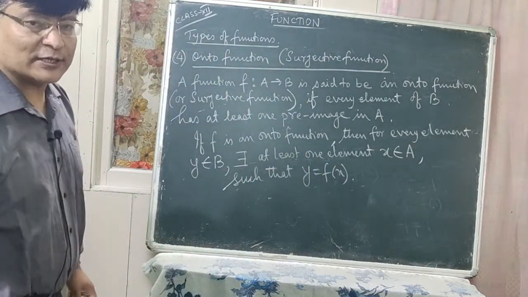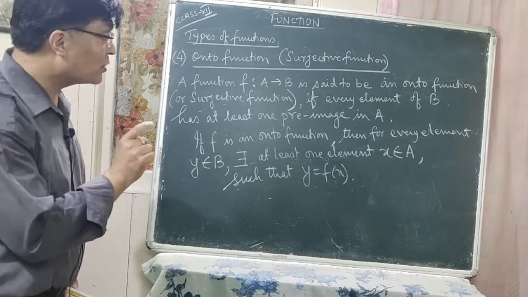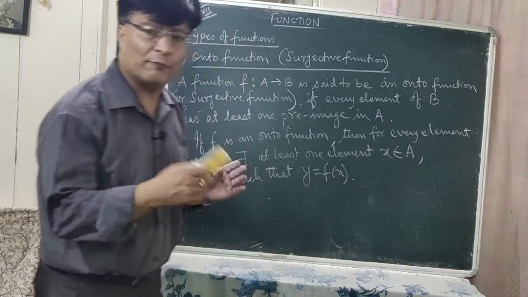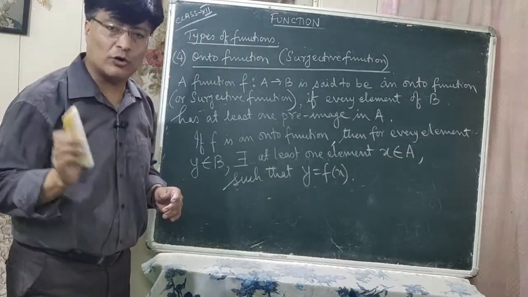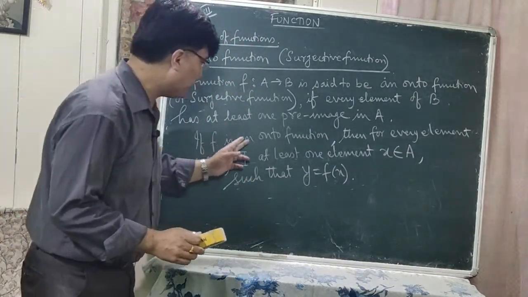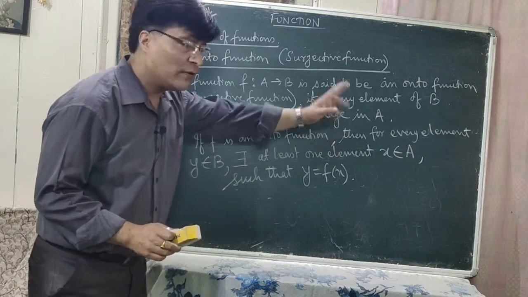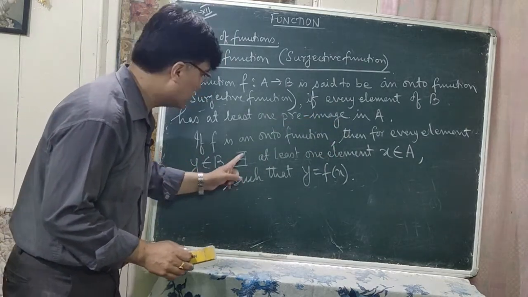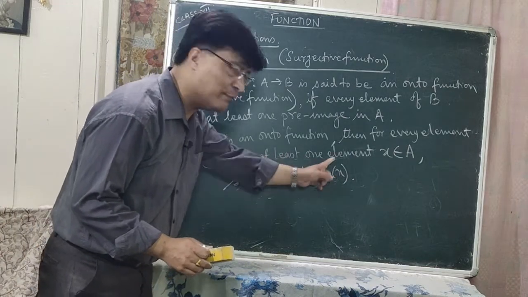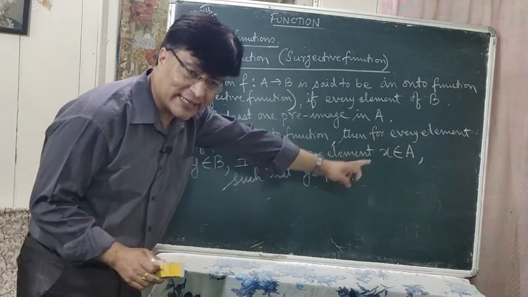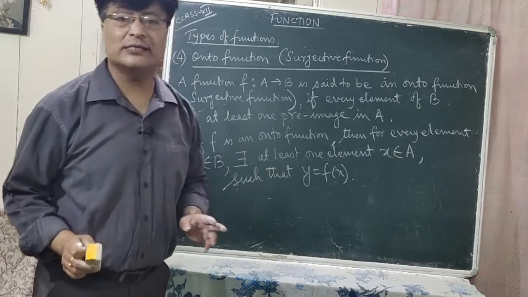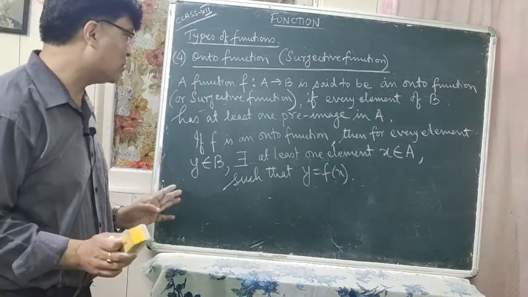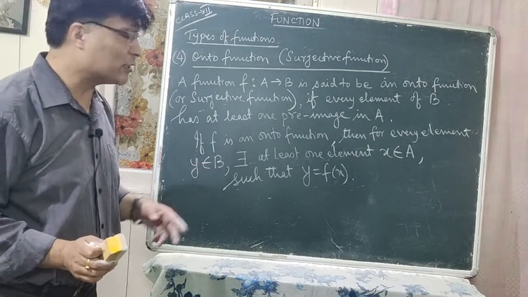When a function is given, how do you prove it is onto? So you can use this method for proving that a function is an onto function. If f is an onto function, then for every element y belonging to the set B, there exists at least one element x belonging to the set A such that y is equal to f of x. So I think you have understood it. Okay, you can copy it.